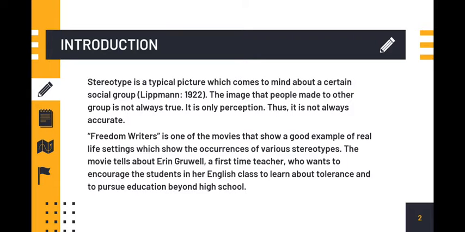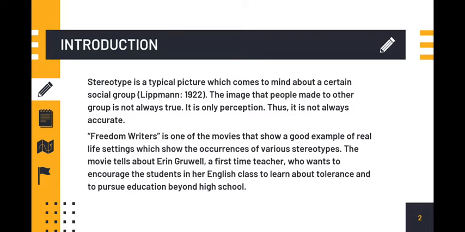According to Snyder, stereotype can be divided into several categories. They are gender, race, age, physical features, language, occupations, and socioeconomic status, national groups, and so on.